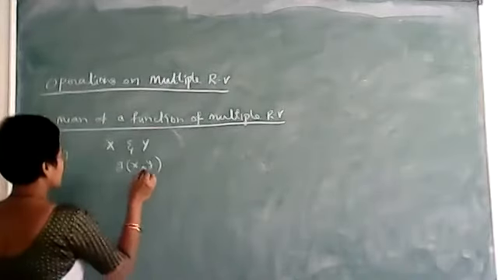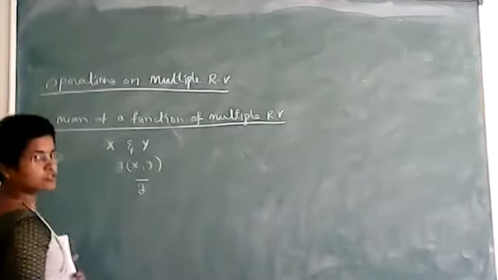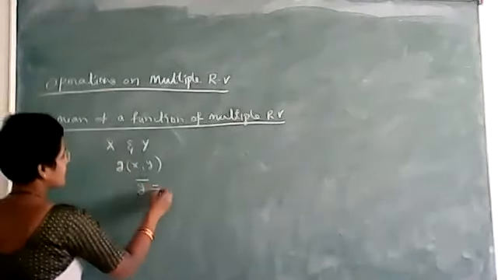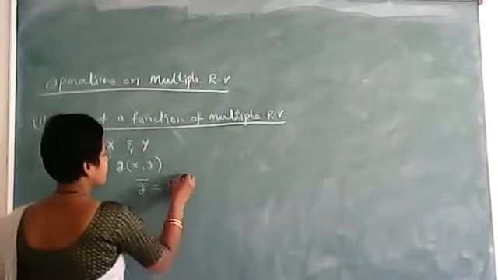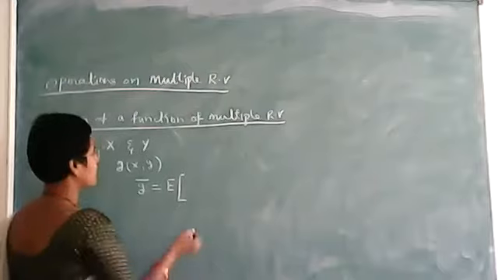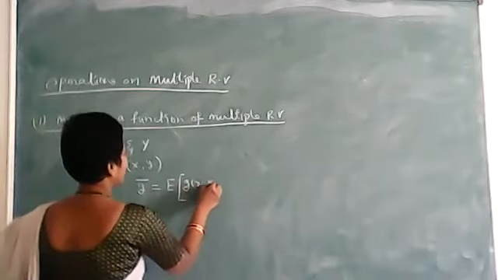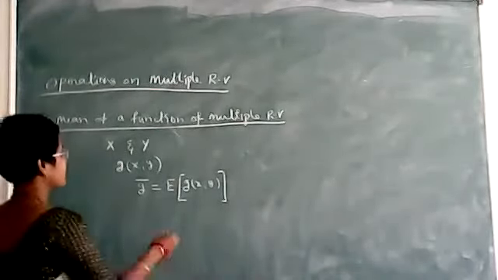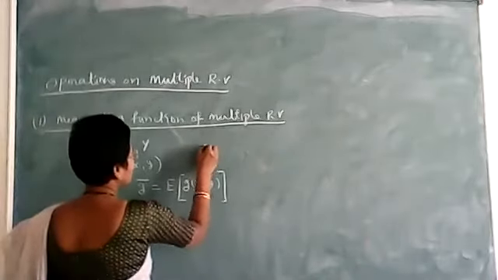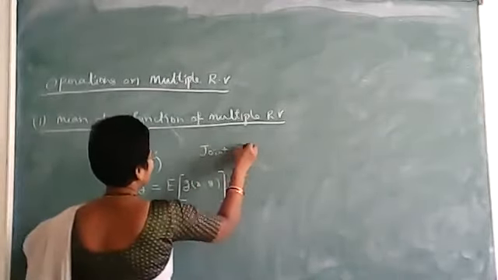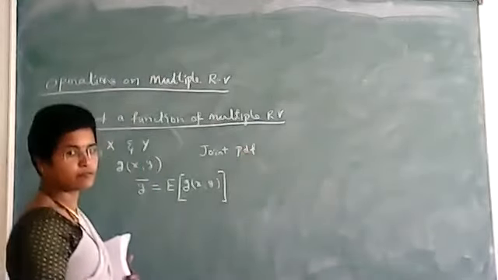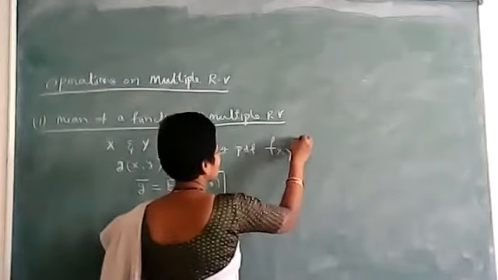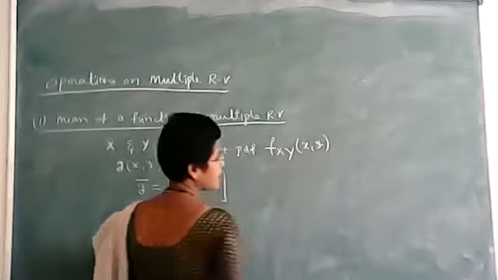So what is our interest? Our interest is to find out the mean value. How do you represent the mean value? G bar is used to represent the mean value, which is equal to the expected value of g of x comma y. Since we are considering two random variables, we have to consider the joint probability density function. If there are more than two random variables, you also have to consider the joint probability density function. The joint probability density function is denoted like this: f of x y, x comma y.